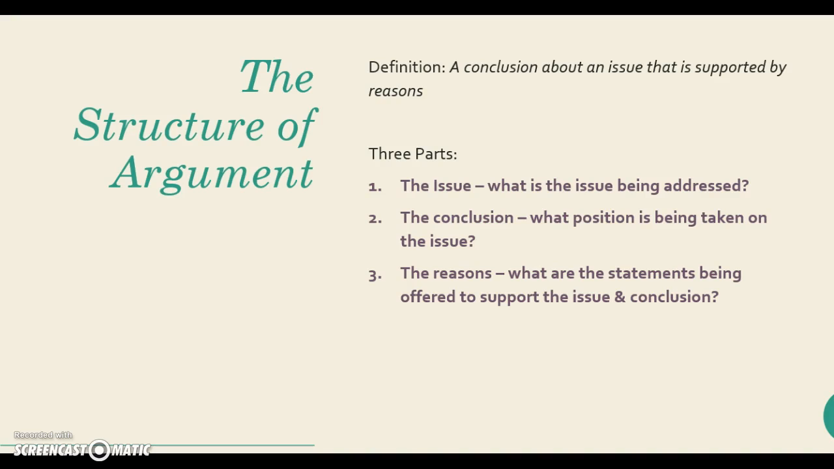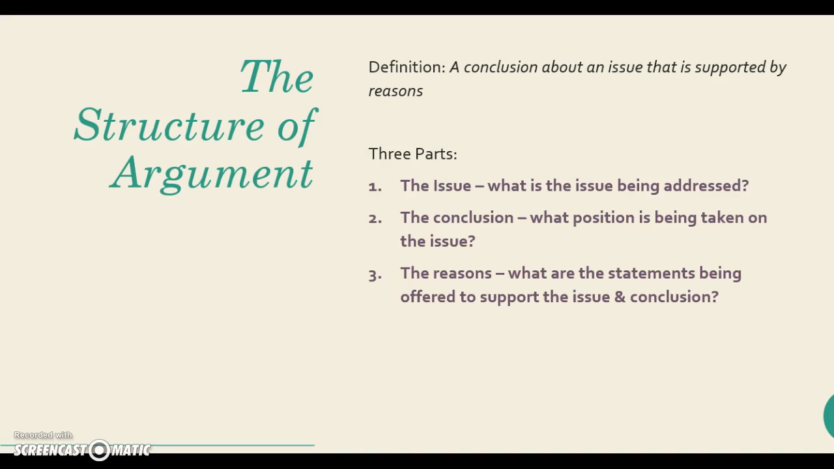So moving on in the chapter, you'll encounter, for the entire chapter, the three parts of an argument, or the structure of the argument. And argument here is defined as a conclusion about an issue that is supported by reasons. And you'll see in that definition that the three parts are part of the definition. So an argument has an issue, a conclusion, and a reason. The issue being, what's being addressed? What's the problem here? What is the situation that we have to tackle and work through?